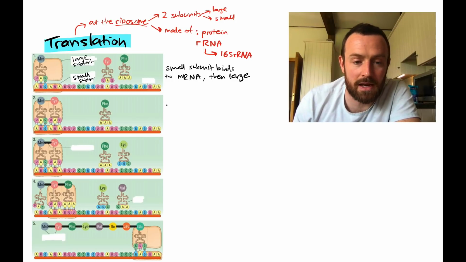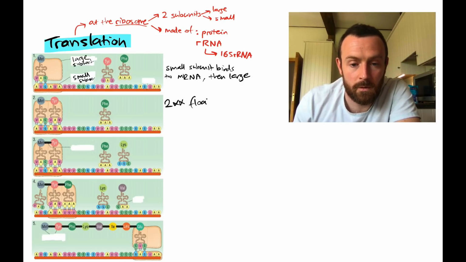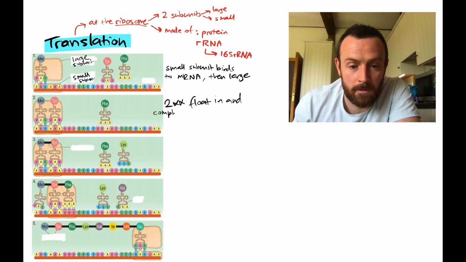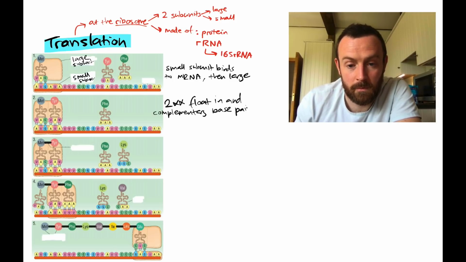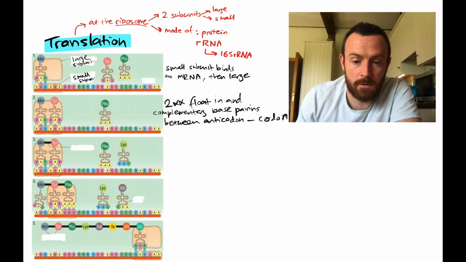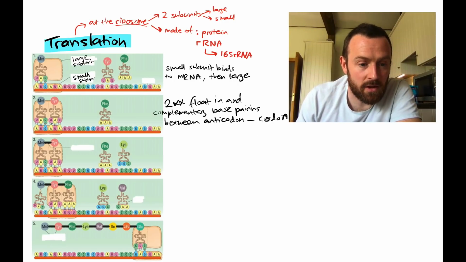Okay, so let's resume our labeling over here. Two amino acids float in, and complementary base pairing between anticodon and codon. I'm going to write in bullet point form here. Okay, so now there's complementary base pairing going on here. You can label them, hydrogen bonds temporarily forming.